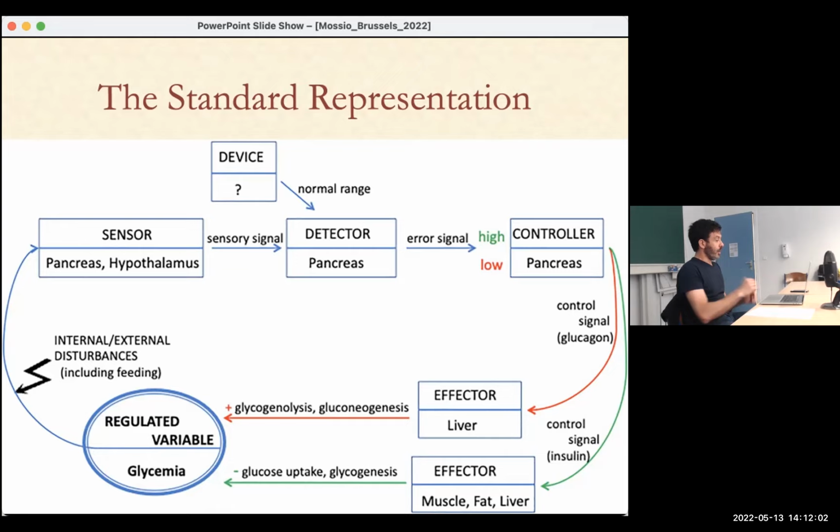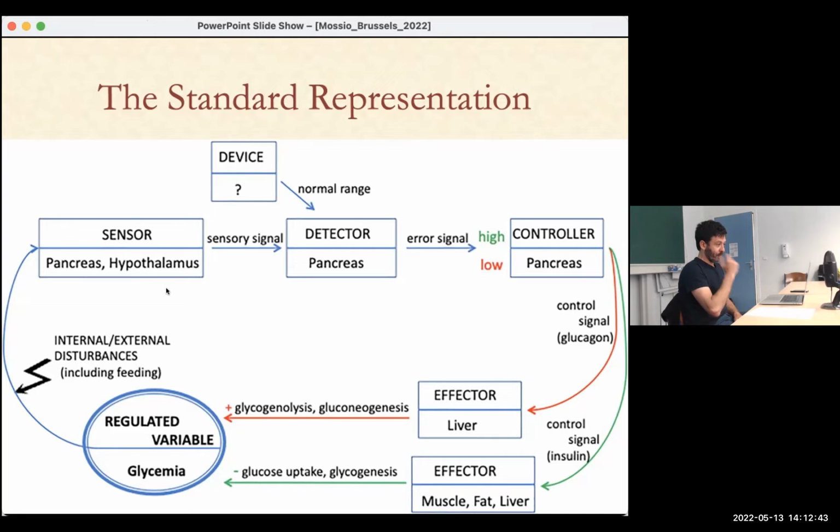The regulation starts when there is a disturbance, a perturbation, typically food intake when we eat. With digestion and absorption, there is an increase of glycemia. So the concentration of glucose increases in the systemic circulation, and this increased amount reaches other organs. In particular, the increasing glycemia is sensed by the chemosensors that are in the pancreas and in the hypothalamus.